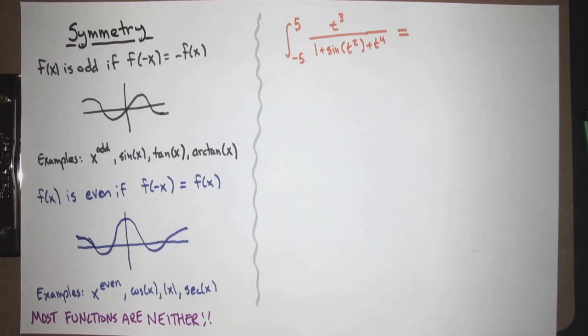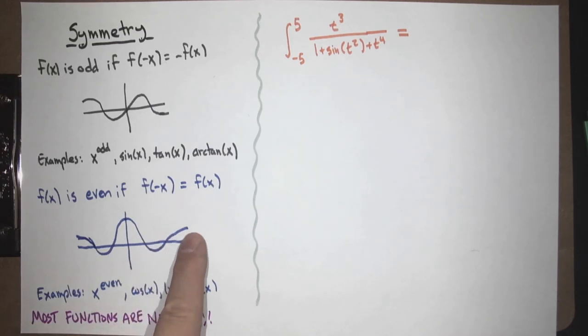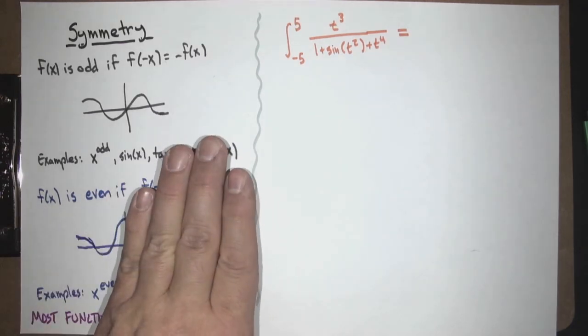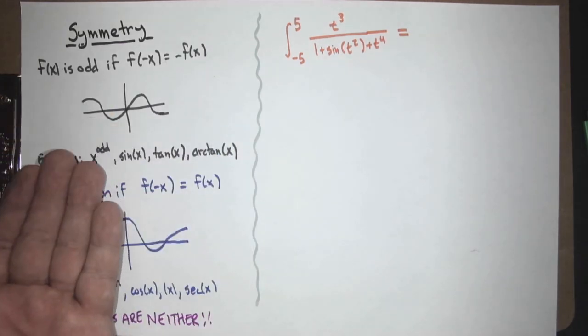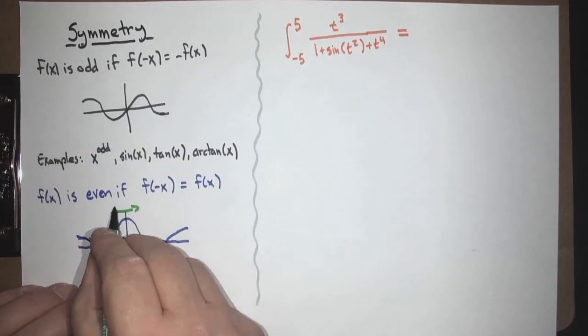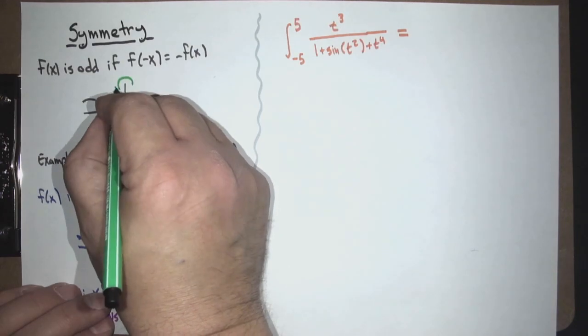A function is even if f of negative x is f of x. So the value you get on the positive side is the same as the value you get on the negative side. So this has a symmetry where you can just flip it right across the y-axis. So here we're just flipping back and forth. Here we spin 180.